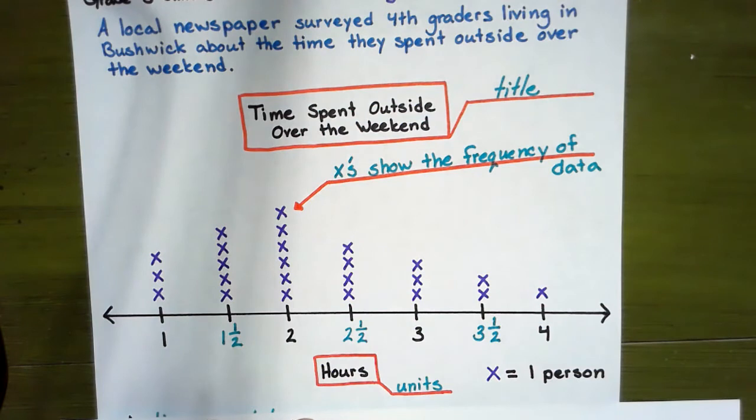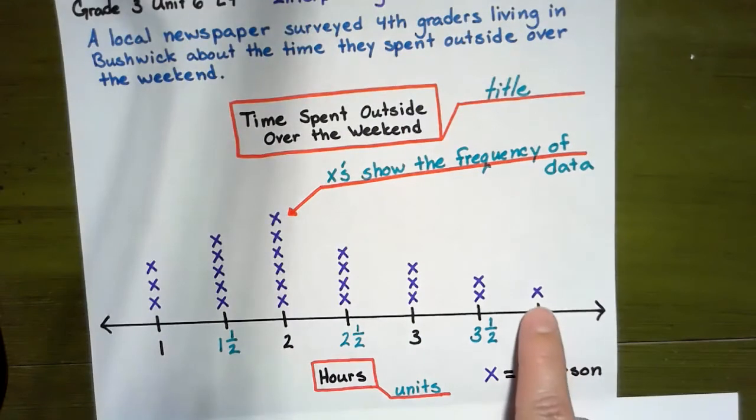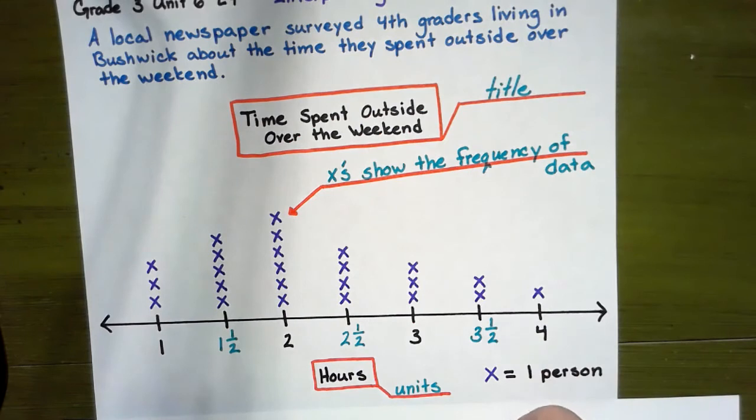What is the least frequent amount of time spent outside? Say it out loud. That's 4 hours. And how do you know? Exactly, because only one student surveyed spent 4 hours outside. How could we figure out how many students were surveyed altogether? Say it to your screen. That's right, we could count all the X's.